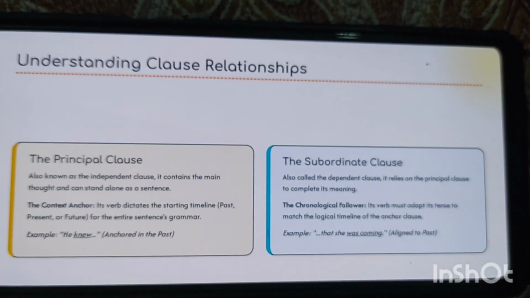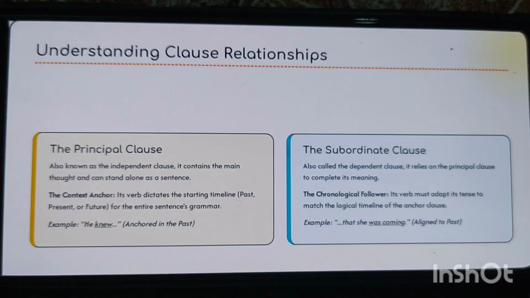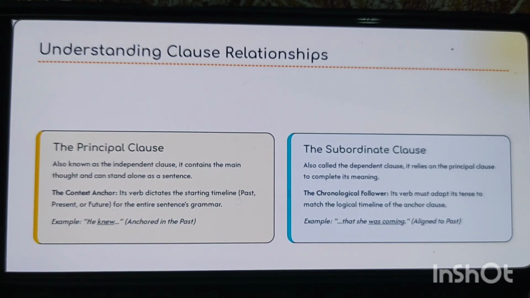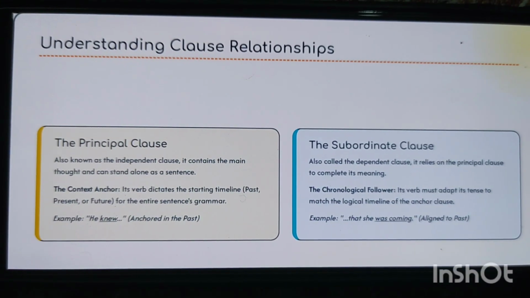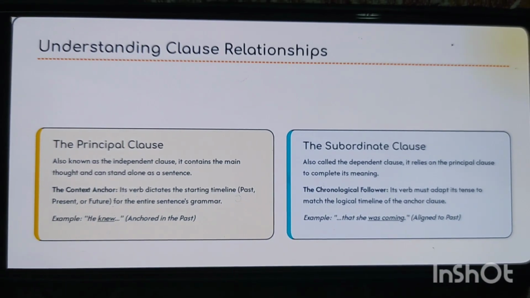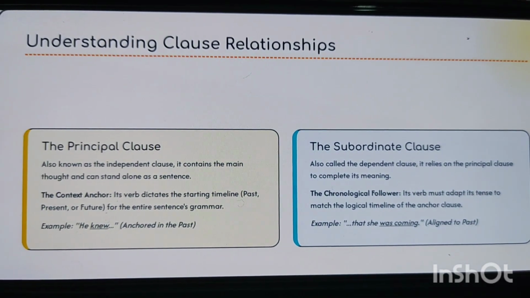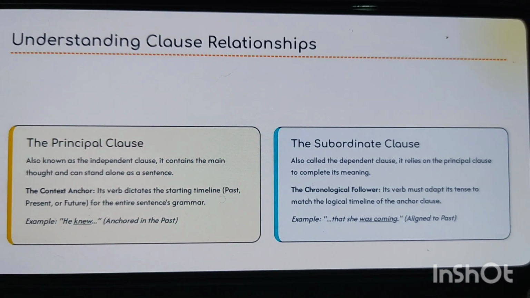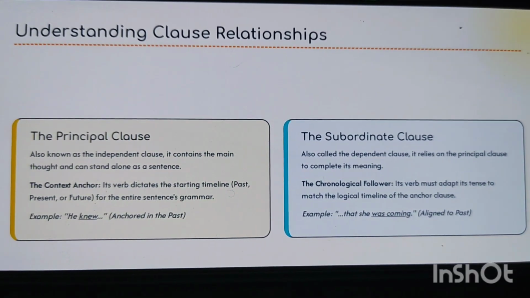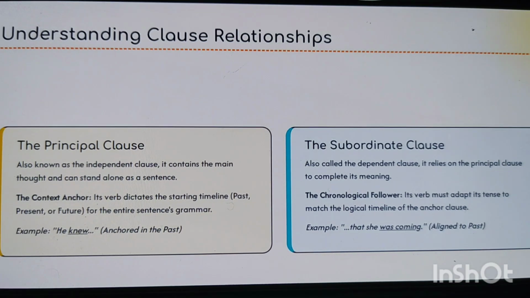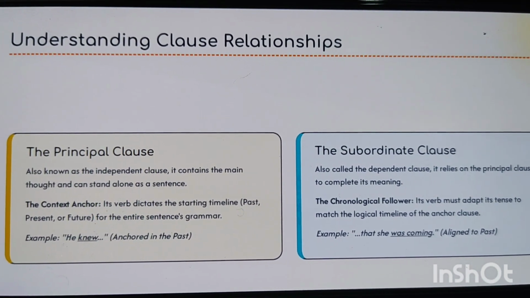Now, let's understand the clause relationships. The principal clause, also known as the independent clause or the main clause, contains the main thought and can stand alone as a sentence. For example, he knew, anchored in the past. Now the next clause is the subordinate clause, also known as the dependent clause. It relies on the principal clause or the main clause to complete its meaning. For example, that she was coming.